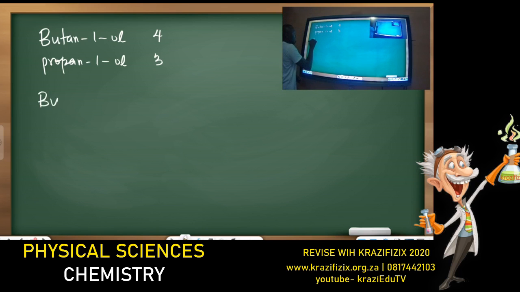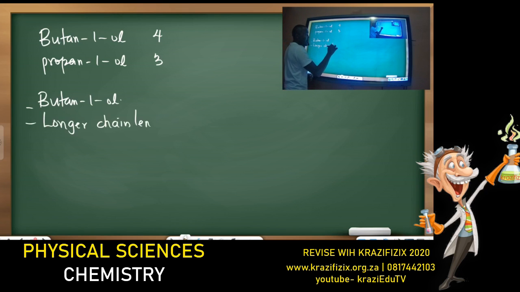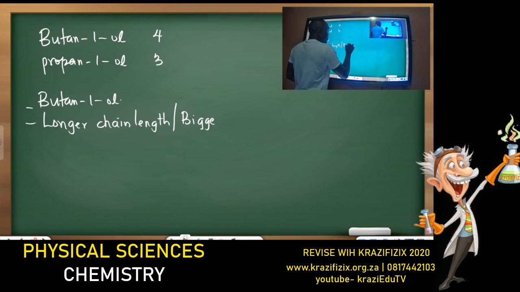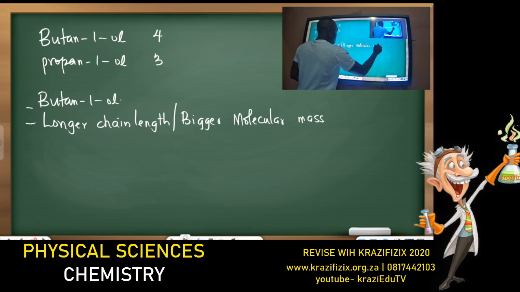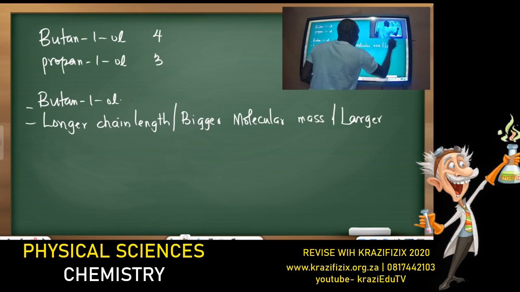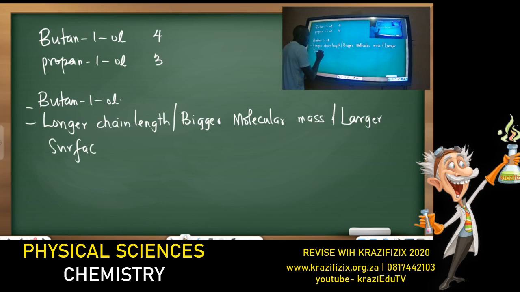So my answer would be butan-1-ol. And my reason would be a longer chain length. I could also use a bigger molecular mass because there's an extra carbon. Or I could use a larger surface area because of the chain length. Bigger molecular mass or bigger molecular size, whichever one the case may be.